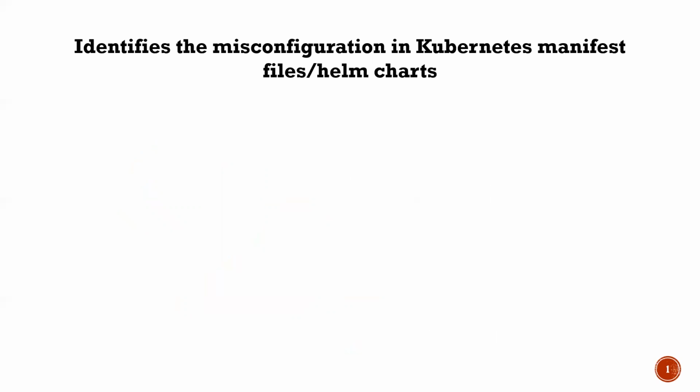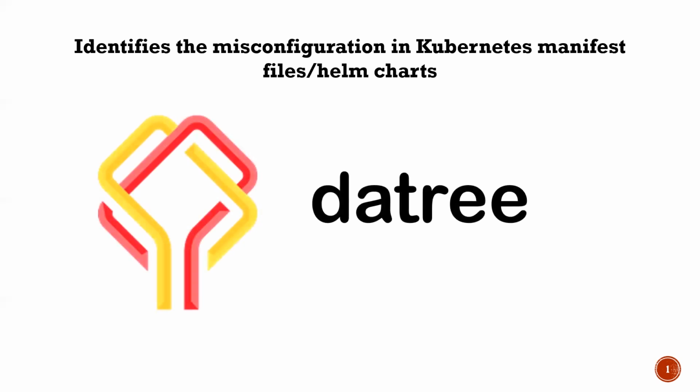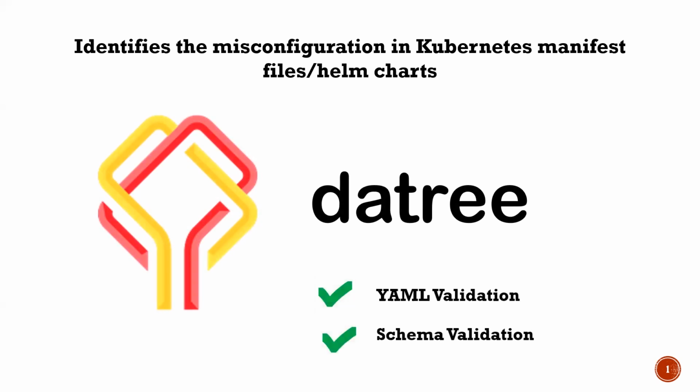In this particular video, we are going to discuss a tool which identifies misconfigurations in Kubernetes manifest files or in given Helm charts, by which we can avoid a lot of rework and also prevent Kubernetes misconfigurations from reaching production clusters. The tool name is Datree. Datree also helps us with YAML validation and Kubernetes schema validation too.